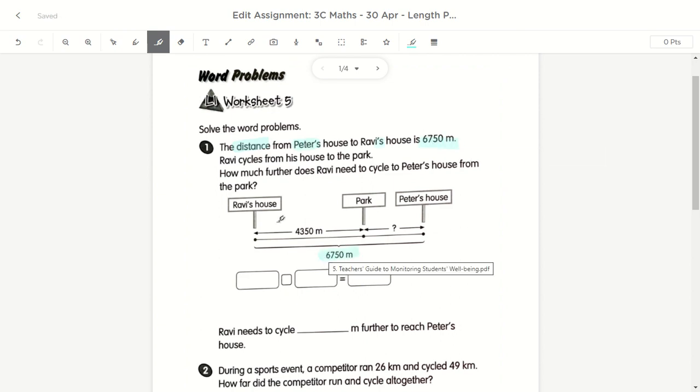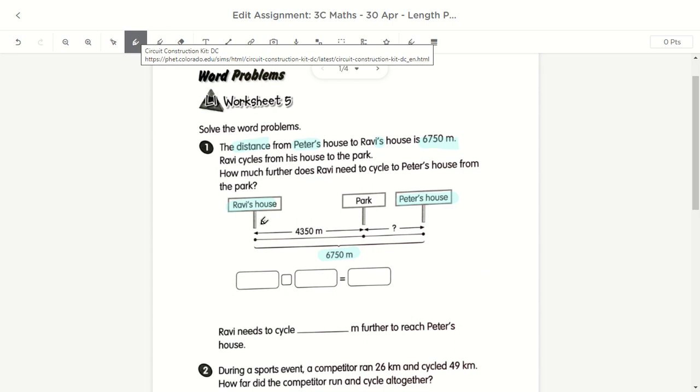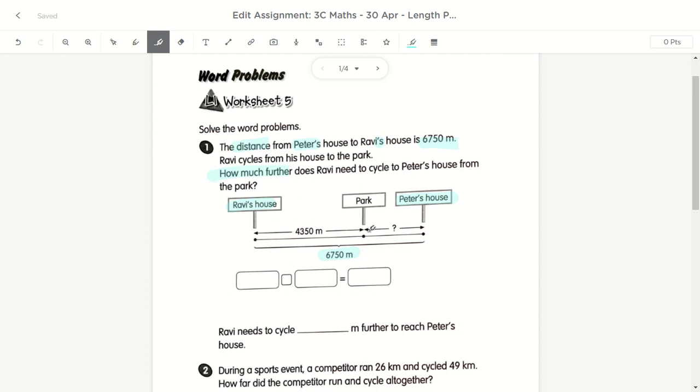You realize it is here. This is from Ravi's house to Peter's house. Okay, so what happens is that Ravi cycles from the house here to the park. So they're asking you how much further does he have to cycle to Peter's house from the park? So what they're asking you now is this part. Yeah, it's in red.